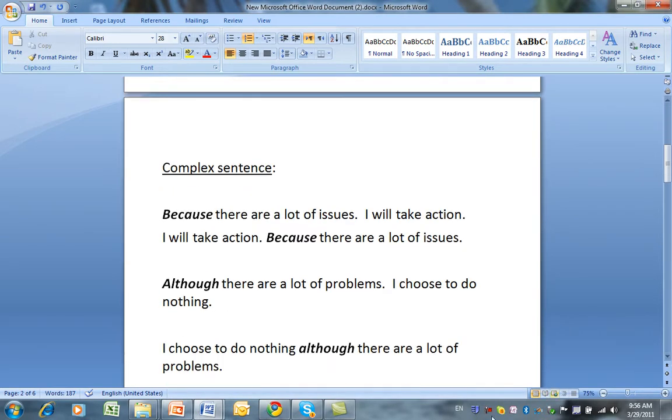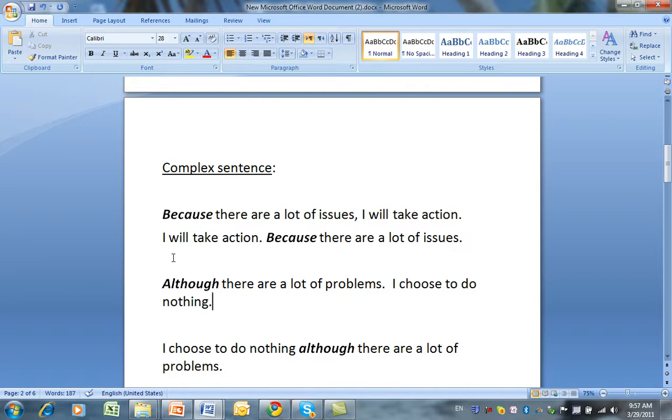Okay, let's take a look at these. This is a high frequency subordinating conjunction, because. Because there are a lot of issues, full stop, I will take action. Now this is clearly wrong. Take away the full stop, put a comma. Now you have an excellent complex sentence. If you put the full stop here, you have a fragment, and that is a negative thing. Put back the comma. This is part one, and this is part two. This is the format where you start with the conjunction, and then there's a comma.